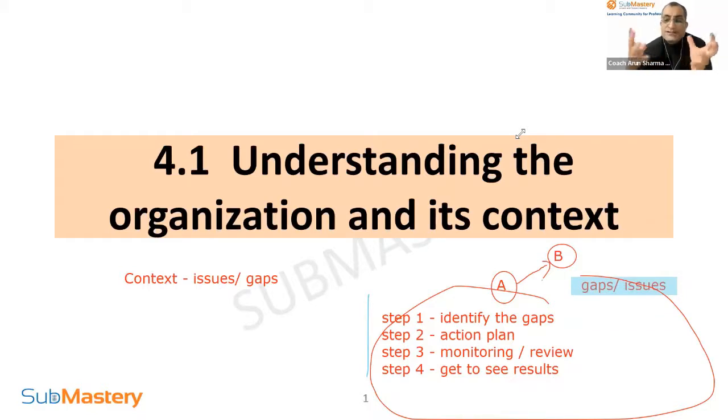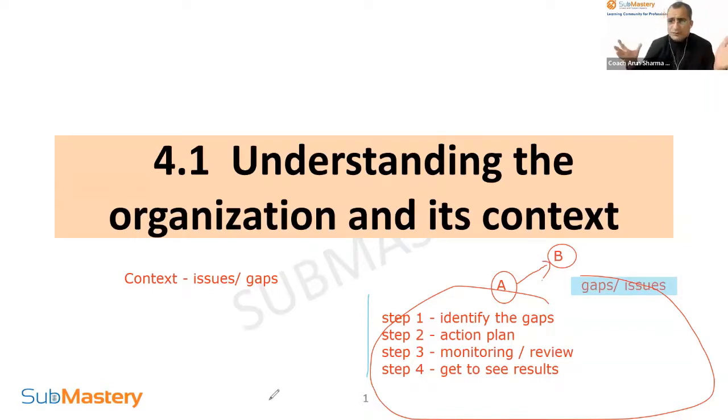Now if you see, what are these? These are gaps. What IATF and ISO want is that you focus on the real gaps and the real issues. Because if you actually focus on the real issues and gaps, what will happen after 1 year, 2 years down the line?